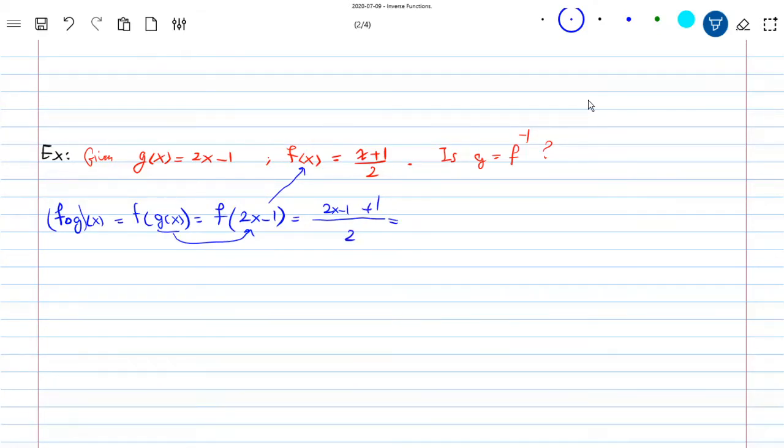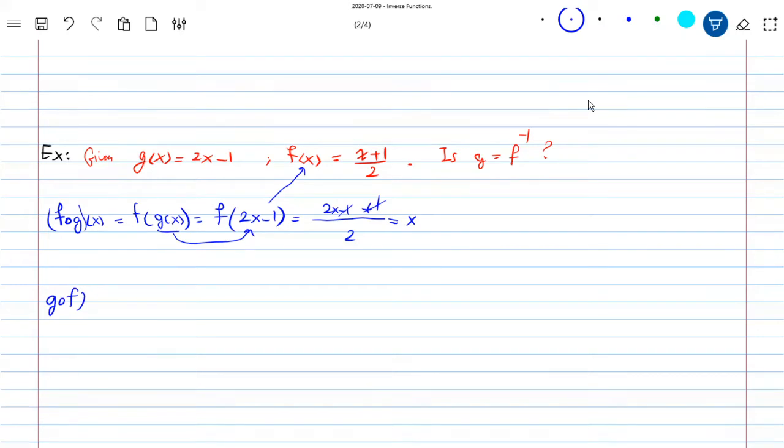Simplify. Negative 1, positive 1 will cancel out. 2x divided by 2 is simply x. So what we got is the composition of f and g is x. Is that enough for us to say g equals f inverse? Not really. You have to compose the other way as well.